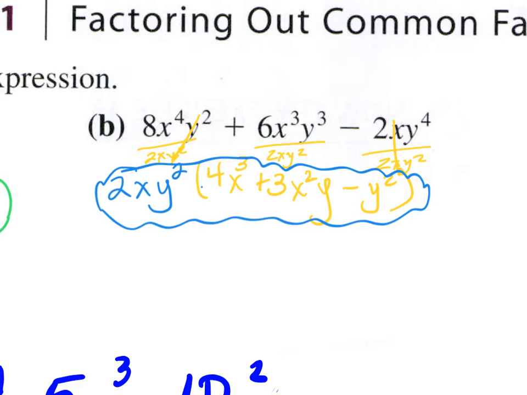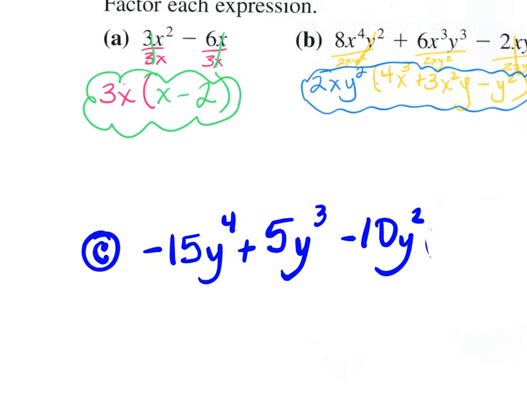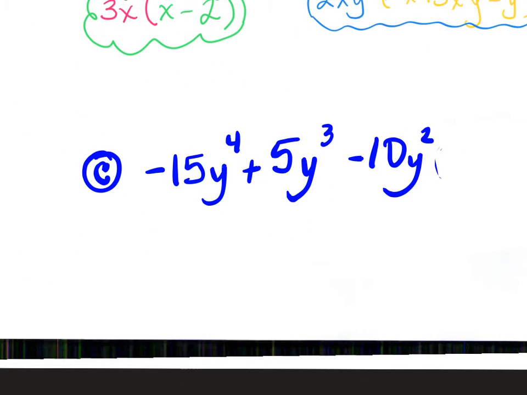All right, now we're going to go down to this one. How is this one a little different from the other ones we did? Is it the negatives? Yep. This one leads with a negative. You never want your polynomial to lead with a negative. So what would I have to take out between 15, 5, and 10 that would make my first term become positive?